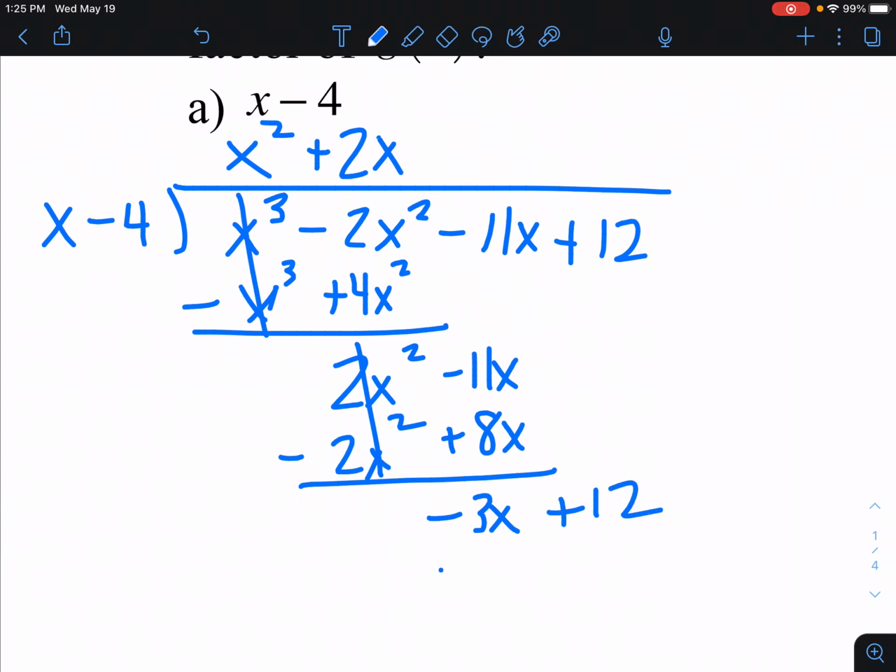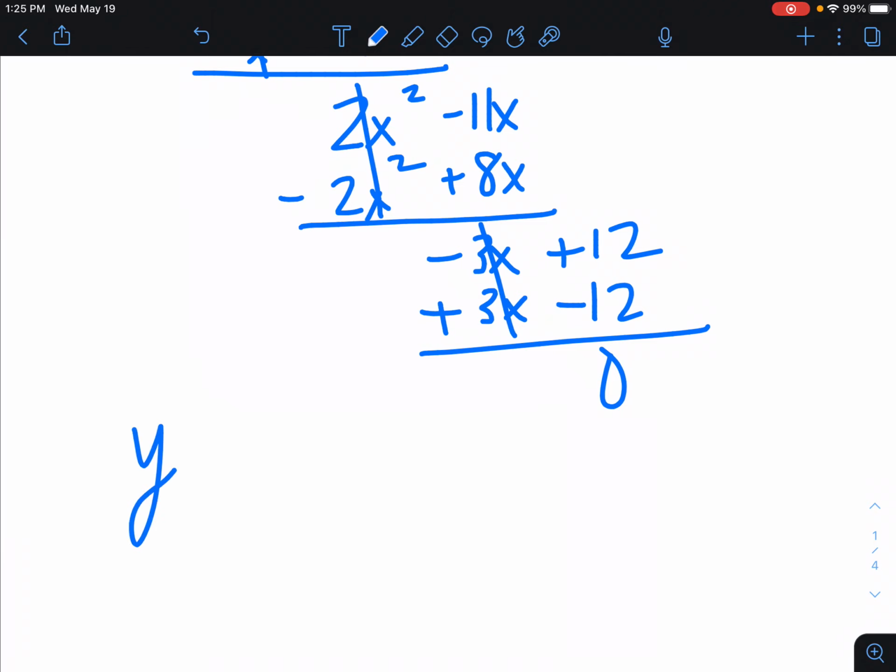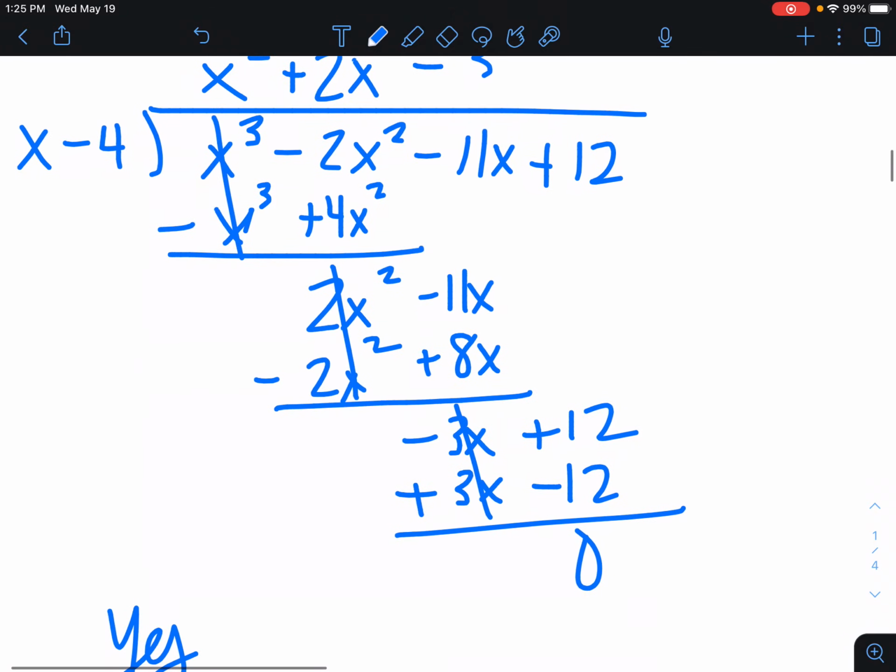Bring down your last term, and then do another round of dividing. Divide the first terms, negative 3x divided by x is negative 3. And now take the negative 3 and distribute it. Negative 3 times x, negative 3 times negative 4 will be 12. And then subtract, change the signs, cancel, and we got a remainder of 0. So we're going to say yes, x minus 4 is a factor.